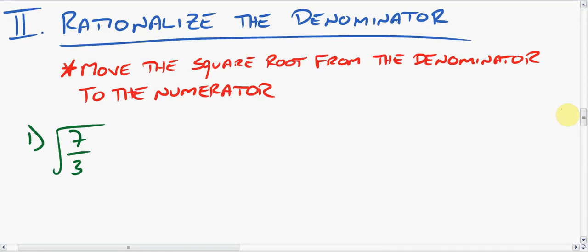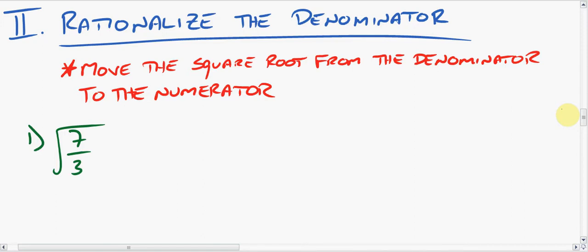This is section 4.5, part 2, where we're going to learn how to rationalize the denominator. What does that mean, rationalize the denominator? Well, essentially it means to move the square root from the denominator to the numerator. You want to take the square root out of the denominator. So, how do we do that?